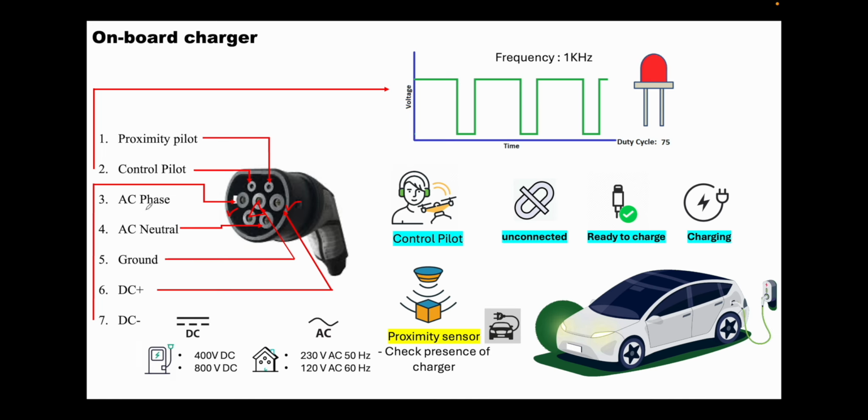These 3 pins support the AC charging. The top one is the ground part or the protection of the equipment. This is the neutral port and this is the phase port. So as you already know, in AC you will have 3 ports: one will be ground, one will be phase, and one will be neutral. So that is how the power supply happens in the AC.